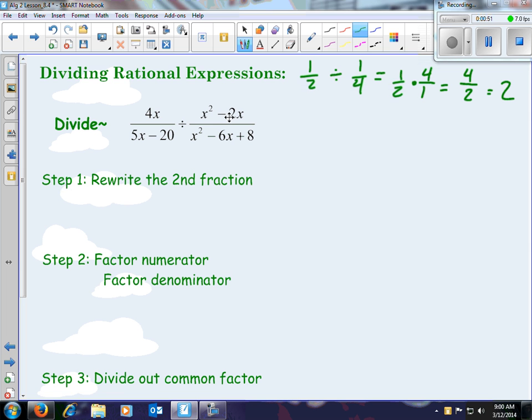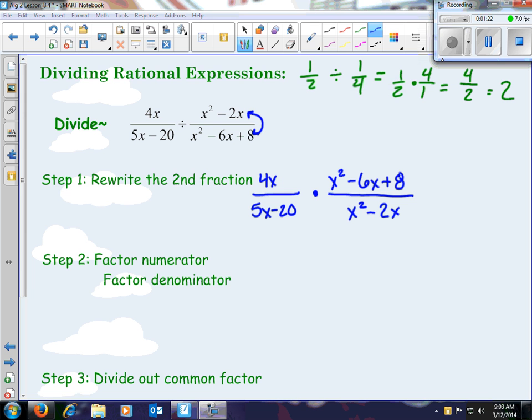So the first thing that we're going to do is rewrite the second fraction. So we have 4x on top divided by 5x minus 20, and then we're going to multiply by this thing flipped over. So I have x squared minus 6x plus 8 on top divided by x squared minus 2x.